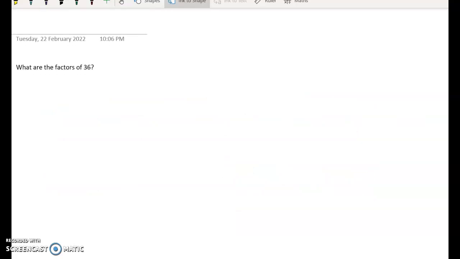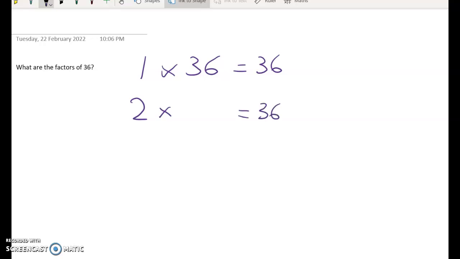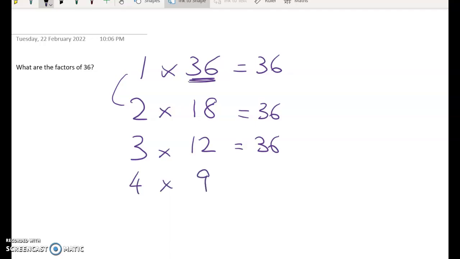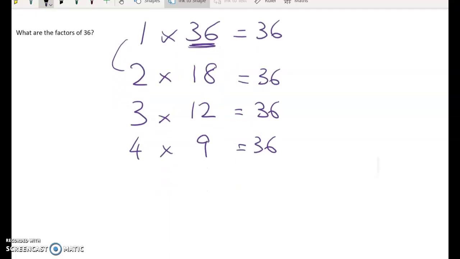Okay, factors of 36. So let's start working systematically. One group of 36 will give me 36. Now, 36 is an even number, so 2 is going to be a factor. 2 lots of what will give me 36? Well, I doubled this, so I can halve this. So 2 lots of 18 give me 36. What about 3? Is 3 a factor of 36? So 3 12s will give me exactly 36, so 3 is a factor. 4 times 9 is 36, so 4 is a factor.